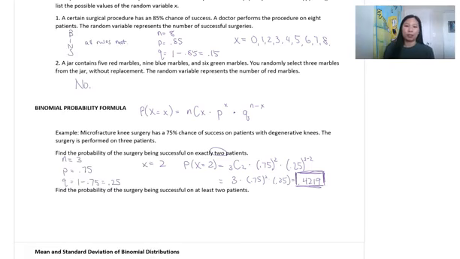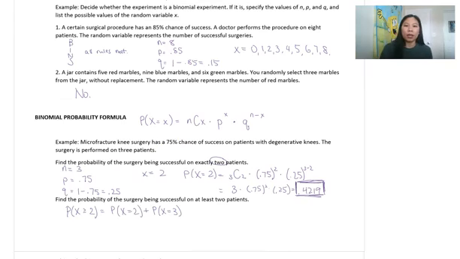My next example is going to be similar. This time it says, find the probability of the surgery being successful on at least 2 patients. So at least 2, if you think about what at least means, we want 2 or more. So I've written it out this way. If we want at least 2 patients, that means I want 2 or 3 successes. Remember our maximum number of successes is 3 because we're only doing this a total of 3 times. So if we're doing greater than or equal to 2, then 2 successful surgeries or 3 successful surgeries. If we find those 2 probabilities and add them together, that'll give us the probability of at least 2.